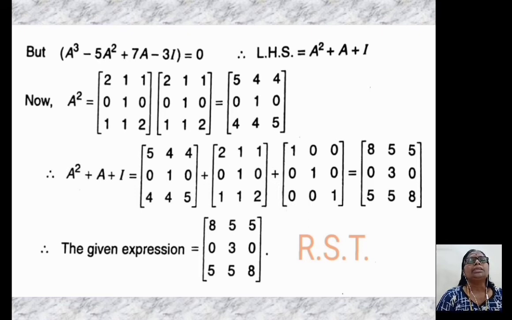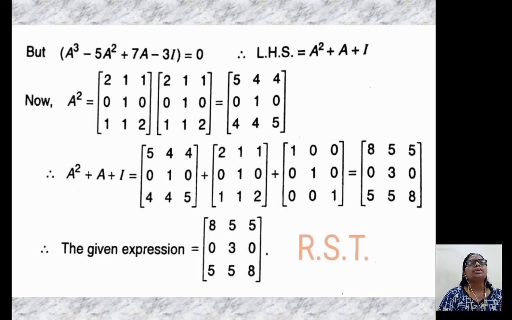Now, calculate A square. A square equal to A into A, a square matrix of order 3 by 3. First row is 5, 4, 4. Second row is 0, 1, 0. Third row is 4, 4, 5. Hence, LHS equal to A square plus A plus I. Substitute the values of A square and A from the above equations, and also substitute the value of the identity matrix of order 3 by 3.